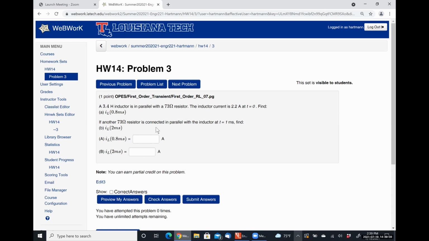Let's see, I'm trying to think about this. In this one, we're given the inductor current at 2.2 amps. We know the value of the inductor, we know the value of the resistor, so this is just simple natural response. But then at a later time, we open up a switch or something like that, and the time constant changes because we have 2 resistors in there. So this is actually a natural response problem. It's just 2 natural response circuits piggybacked on each other. There's no sources or anything like that to worry about.